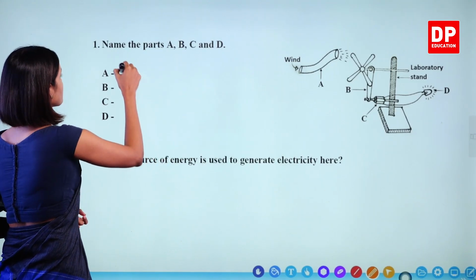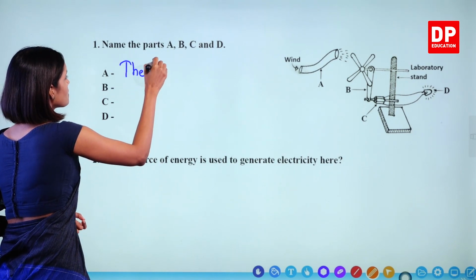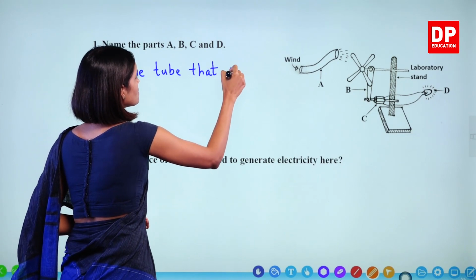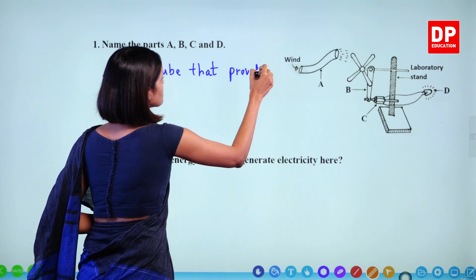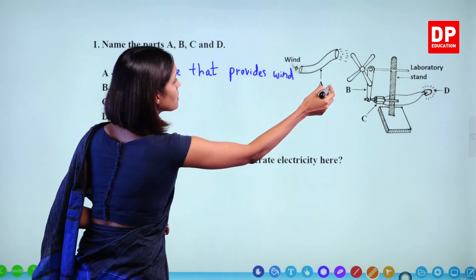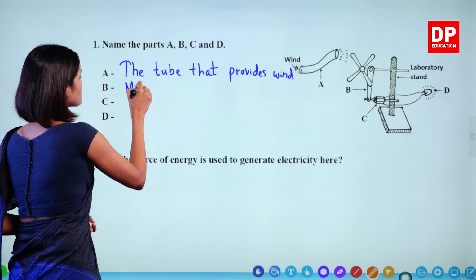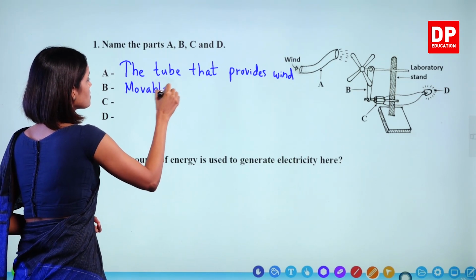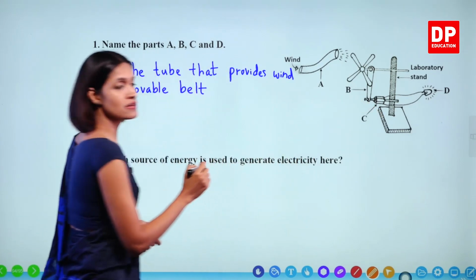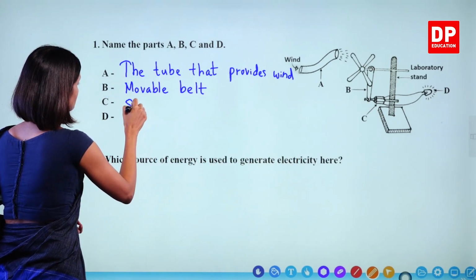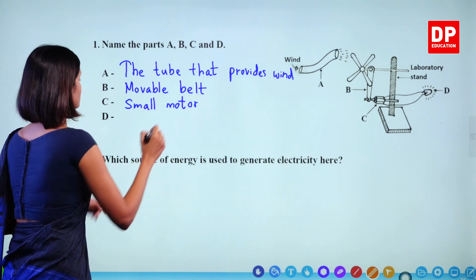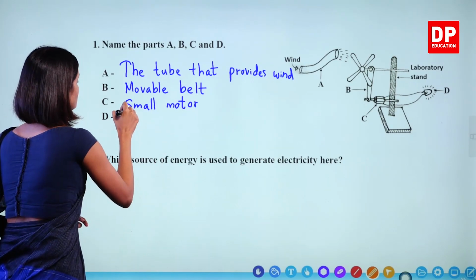Part A. The tube that provides wind. B. Movable belt. Now see, here is the small motor. And finally D is the light bulb.